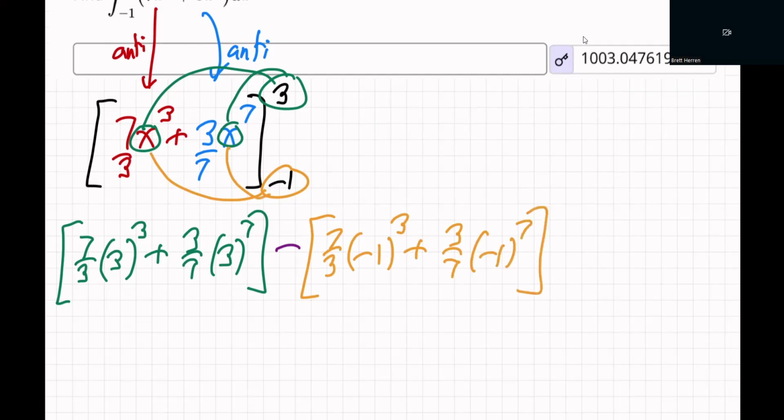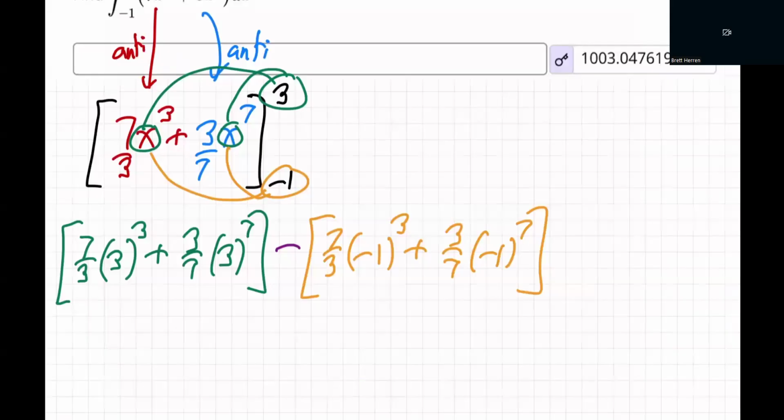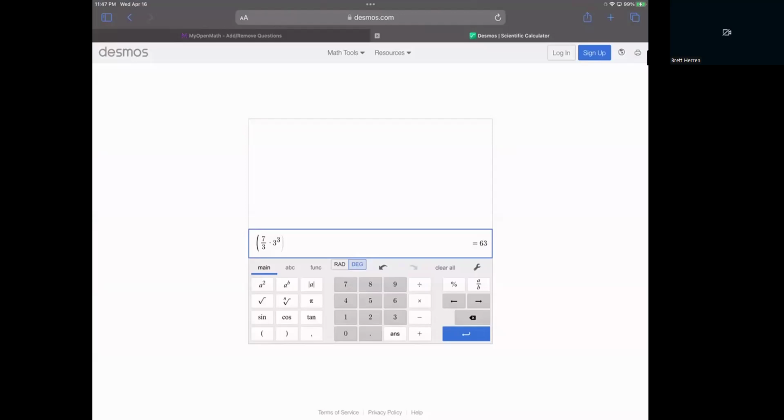And I'm just going to go straight to Desmos, as this looks ugly. 7/3 times 3 cubed, plus 3/7 times 3 to the 7th. Minus. Get that right?